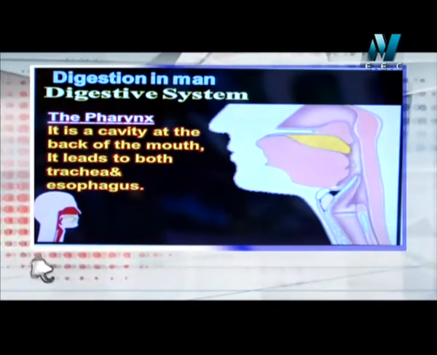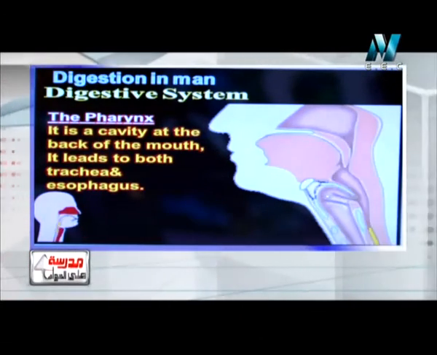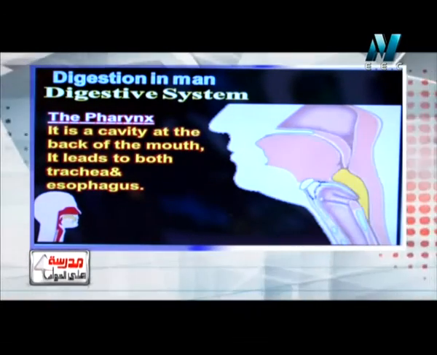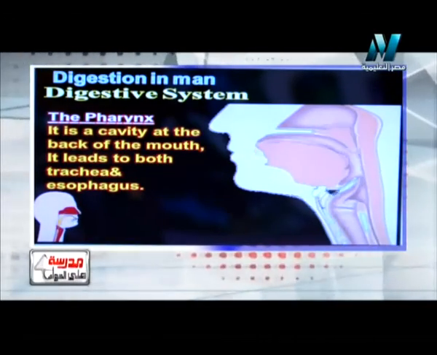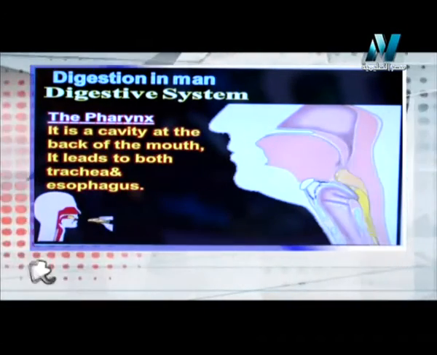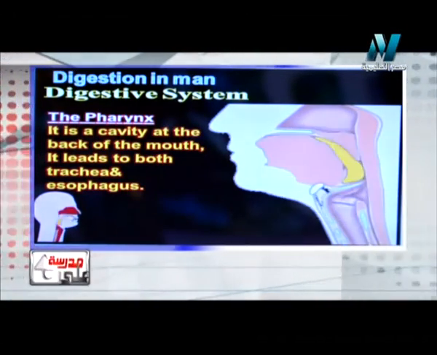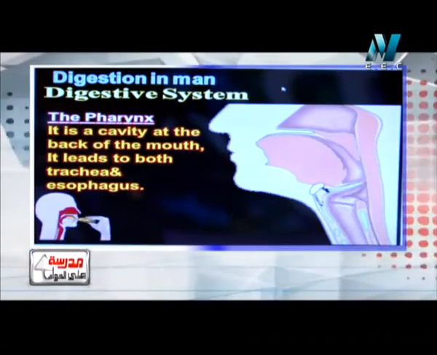pharynx ده هنا مهم أوي لما اجي اعمل swallowing. تلاحظ ان التراكيا دي raises upwards to block the glottis or the epiglottis block the glottis. يبقى الفتحة بتاعت التراكيا هنا بتتقفل، الفود ما يلاقيش مكان غير انه يعدي للإسوفيجاس، واحنا بنسمي دون دي reflex action.